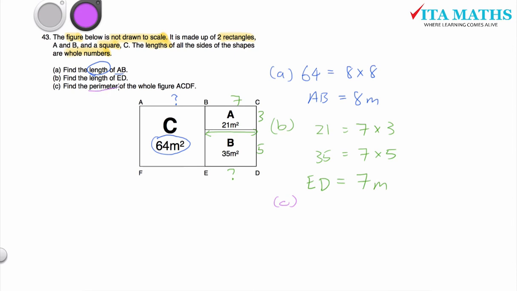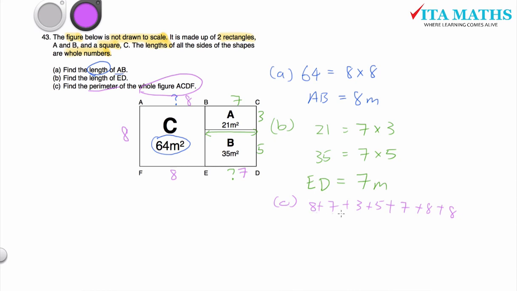the perimeter of the whole figure ACDF. So you need to find the perimeter of this whole figure here. So just now AB we have found is 8. So here is 8 as well. Write them all down. 7 over here. ED is 7. BC is the same, so it's 7 as well. And for AF, what is AF? AF is 8. So you have to do what? Let's start from this: AB, 8 plus 7 plus 3 plus 5 plus 7 plus 8 plus a last 8.